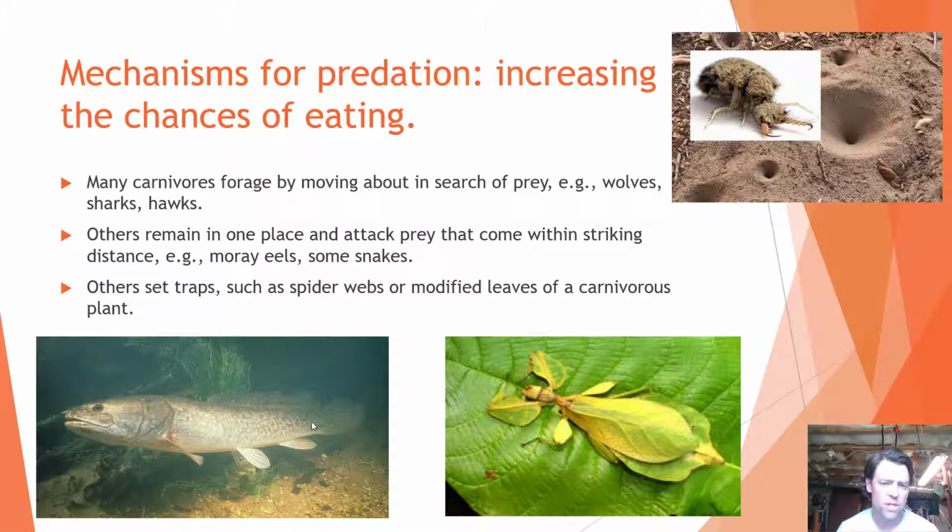And then, of course, others set traps, such as spider webs or modified leaves of carnivorous plants. And you can see also this is a type of mantid, and they can have this camouflage coloration that allows them to be really good sit and wait predators. And then this is an example of an antlion.